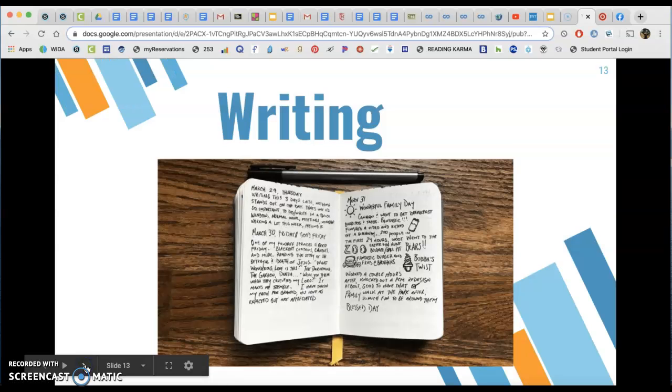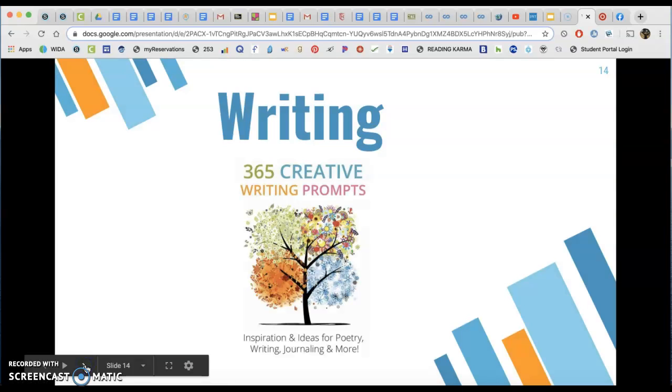Try starting a journal. I would recommend a gratitude journal just to remember what makes you thankful for each day. Starting a journal helps you practice your writing skills. You can also find different creative writing prompts using your device. You can add these to your journal or start a separate creative writing prompt notebook.